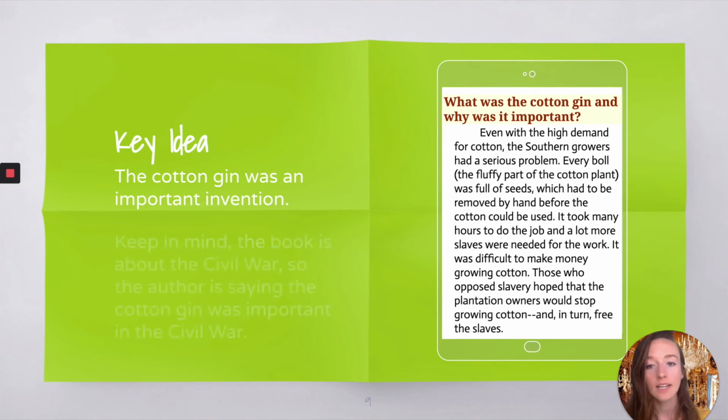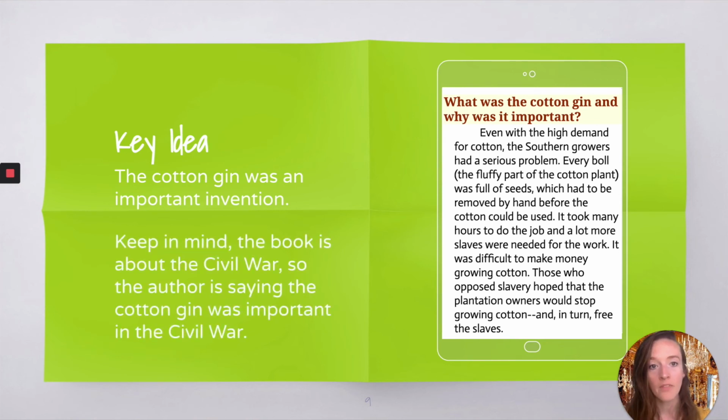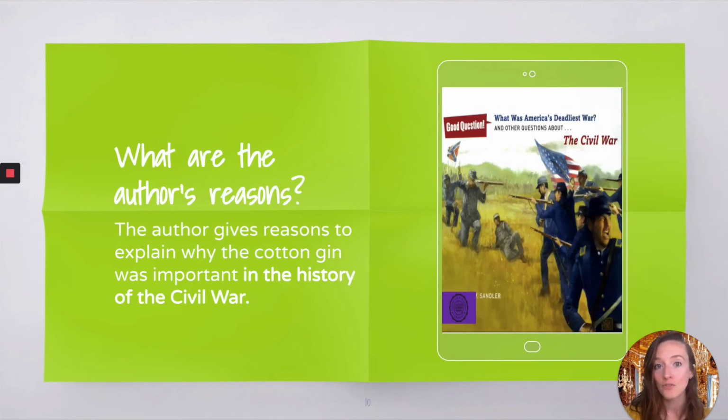And it's important to keep in mind that this book is about the Civil War. So when we say the cotton gin was important, we're specifically talking about how it was important in the Civil War, why it was a big part of the Civil War. What are the author's reasons? The author gives reasons to explain why it was important in the history of the Civil War.